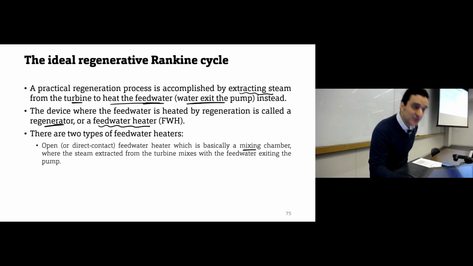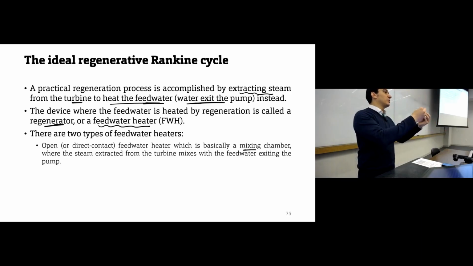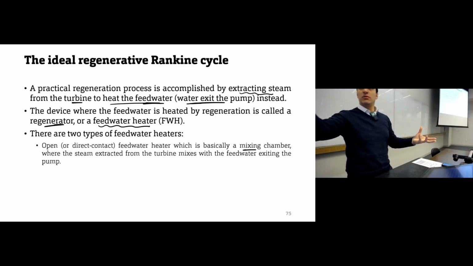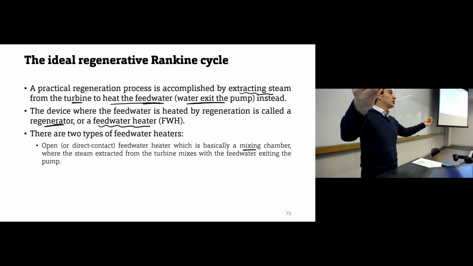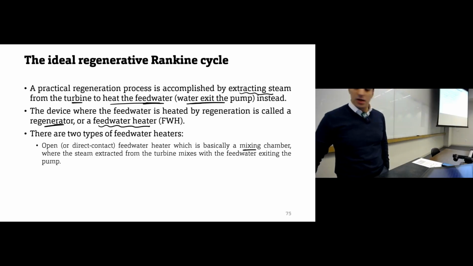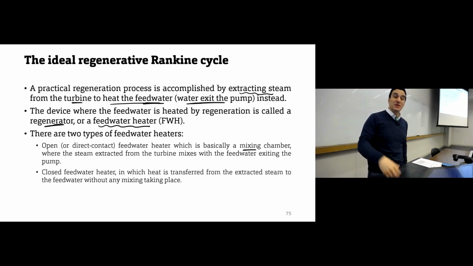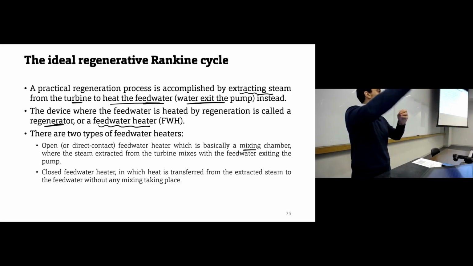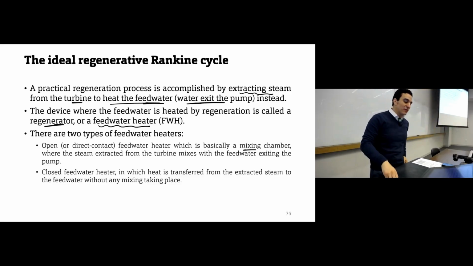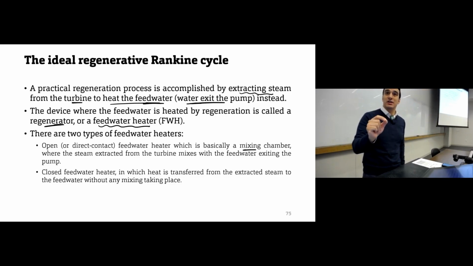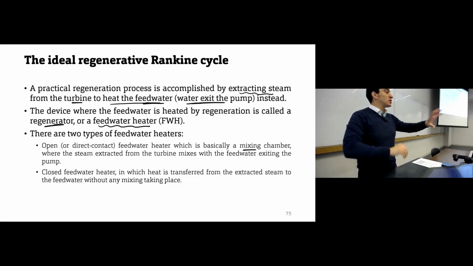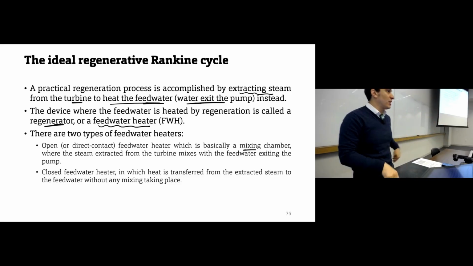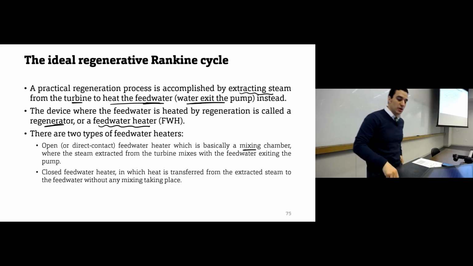So basically it will be a mixing chamber. We have direct mixing between the steam and the feed water, the water exiting the pump. Or it can be a closed feed water heater, something like a heat exchanger, like a shell and tube heat exchanger, for example. Let's say we have some tubes with fluid going inside the tubes and another fluid outside the tubes. This means we have indirect contact, no direct mixing. Each stream will not be mixed with the other, but they can exchange heat.